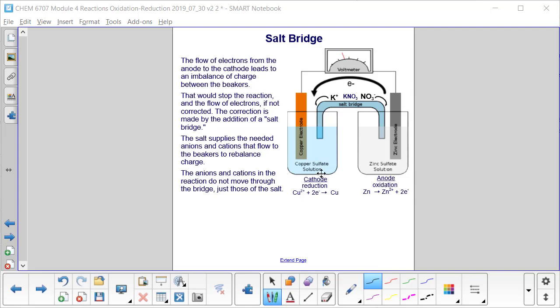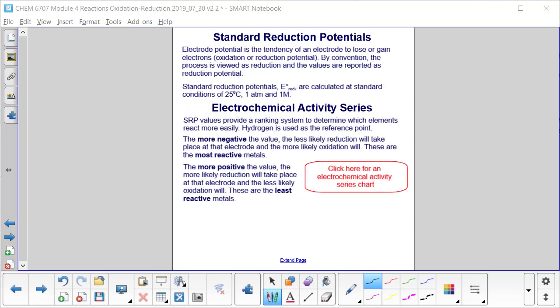So, see how this says there's copper sulfate solution and zinc sulfate solution? This is a solution of copper ions and a solution of zinc ions. And with the addition of extra electrons, you can get a bunch of extras there. So we have this salt bridge made of potassium nitrate that allows the positive potassium to flow this way to balance out the excess electrons, and the negatively charged nitrates to flow this way to balance out the loss of those electrons. Let's talk now about standard reduction potentials.